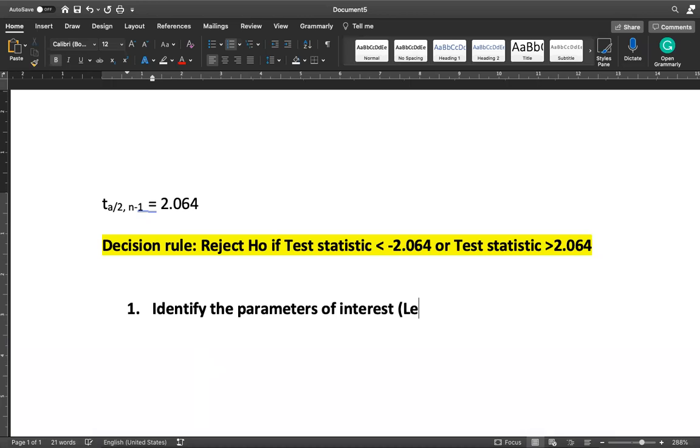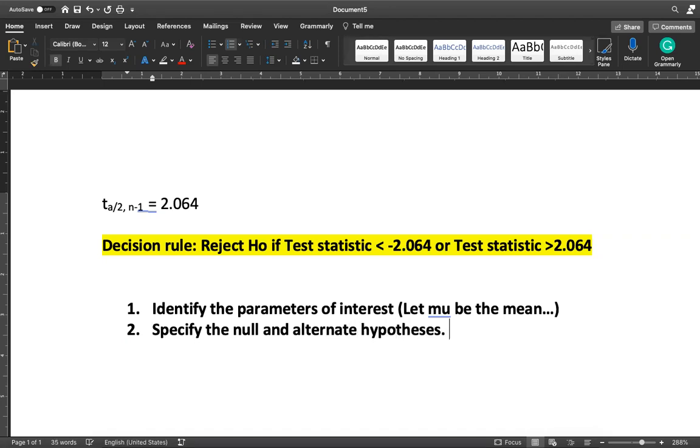So this is where you say, let mu be the mean, then you go on and state that. And the second step is where you specify the null and alternate hypothesis, right? So this is where you indicate that H naught is such that mu maybe is equal to something, and then HA, or the alternate hypothesis, is such that you indicate that.